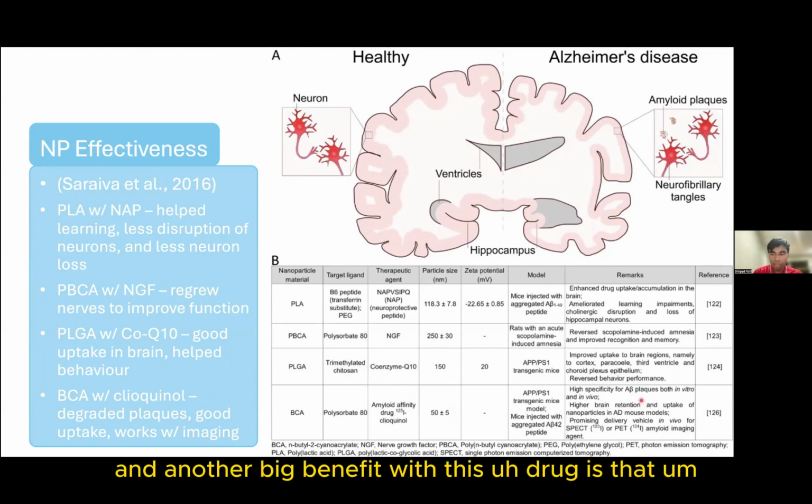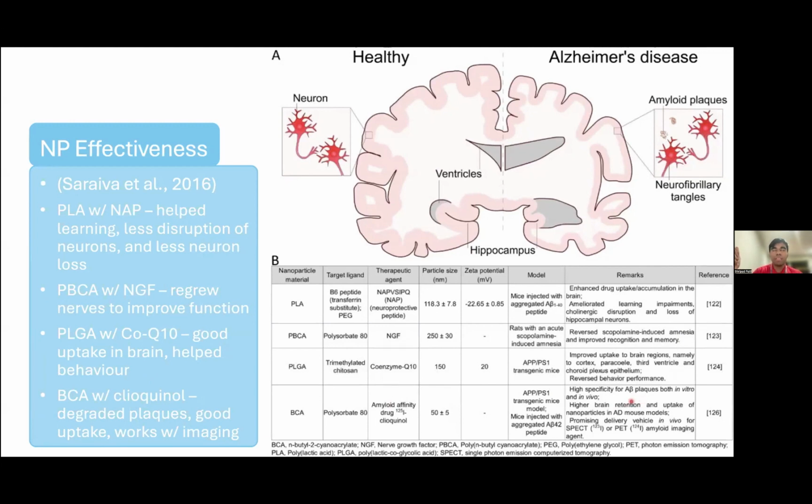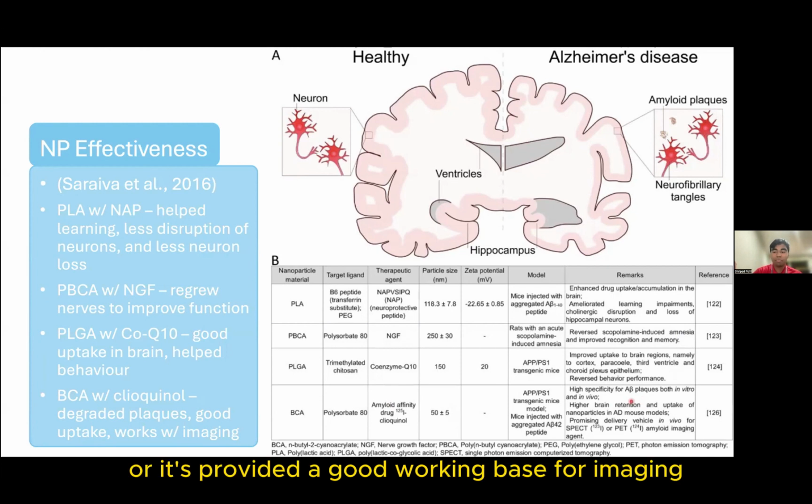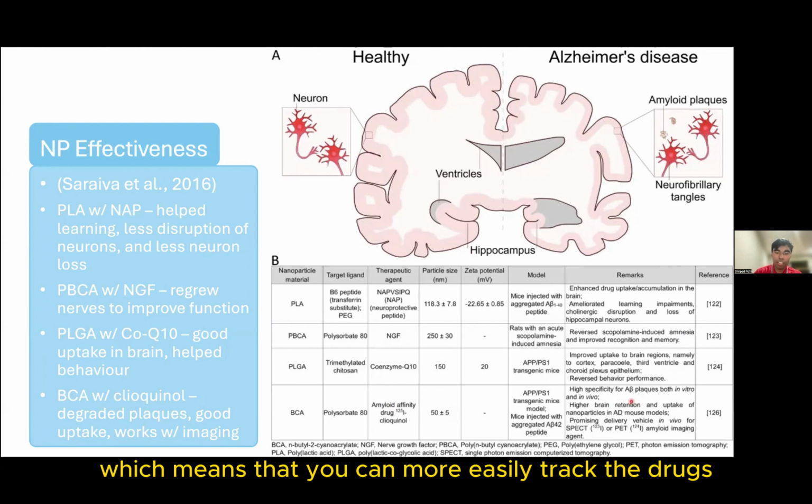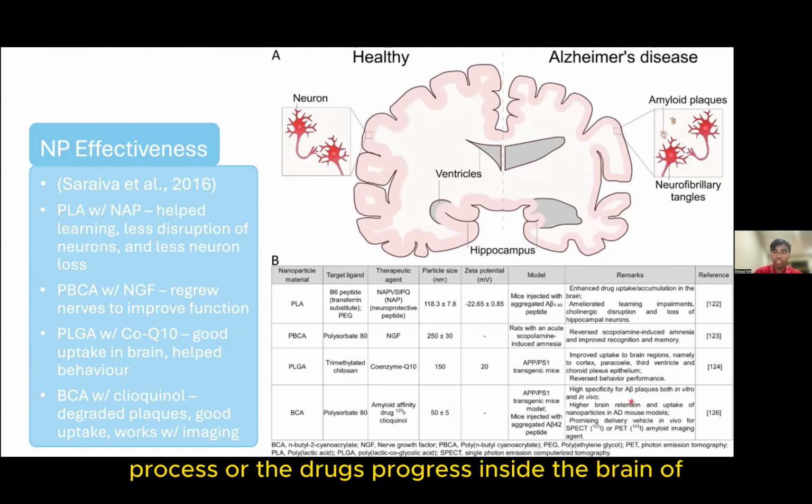And another big benefit with this drug is that it provided a good working base for imaging, which means that you can more easily track the drug's progress inside the brain of, in this case, mice, but ideally humans in the future.